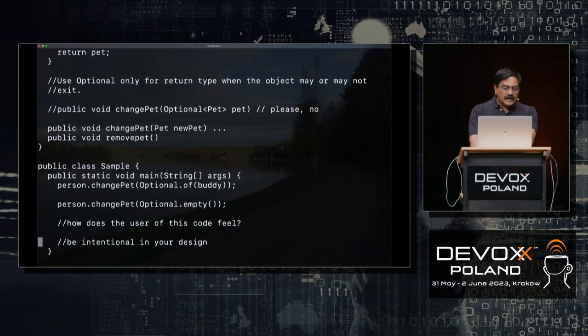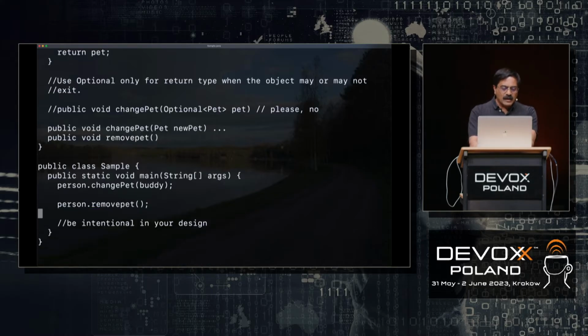So in this particular case, when you want to really change the pet, you would simply pass a buddy to it. That's much easier than optional of buddy. And of course, when you want to get rid of the pet, remove the pet rather, you can simply say removePet and call that, and that becomes a lot easier as well. So the intention is very clear, and the code is clean as well.